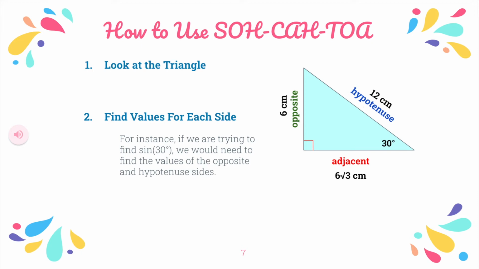The last step in using SOH CAH TOA would be to plug the values into the formula. So we would plug in the opposite side and the hypotenuse side, and we would find that sine 30 is 6 over 12, which simplifies to 1/2.